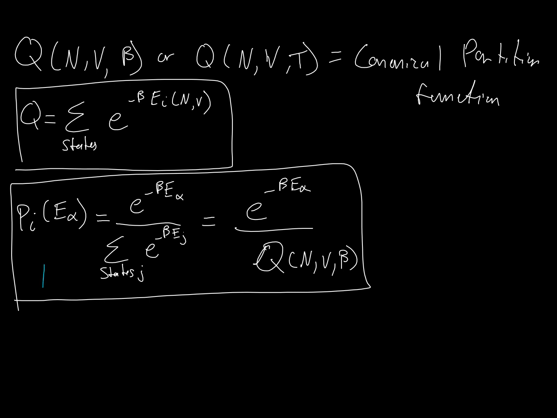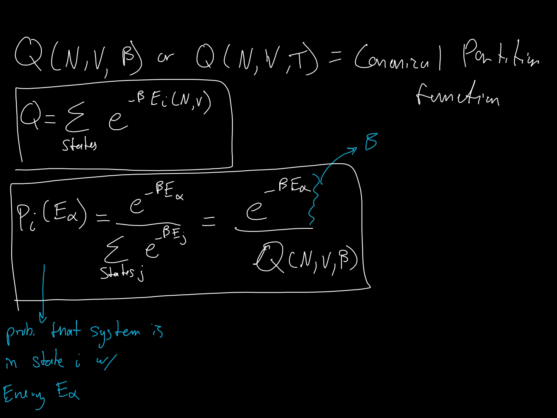Okay, so as a recap, P of I is the probability that the system is in state I with energy E alpha. This term in the numerator, this is what we call a Boltzmann factor.